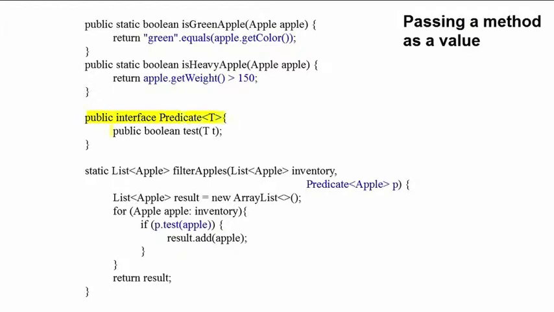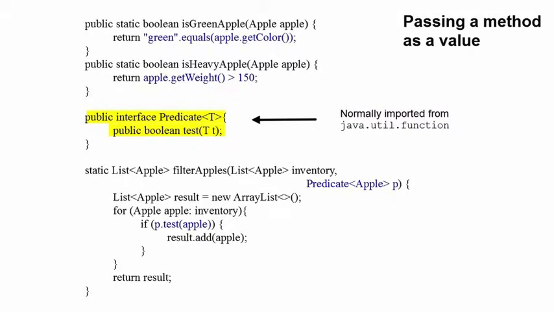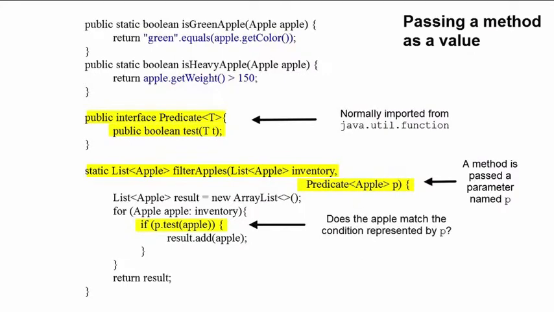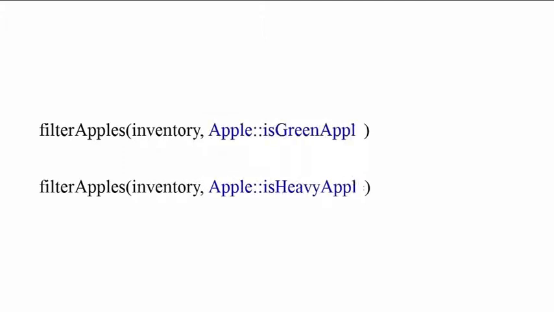Check out this line. We've included this for clarity. Normally, it's simply imported from java.util.function. The method filterApples takes a predicate as a parameter p. The purpose of this line is to check if the apple matches the condition represented by p. And to use this, you simply call filterApples with parameter inventory and a method reference to either isGreenApple or isHeavyApple.